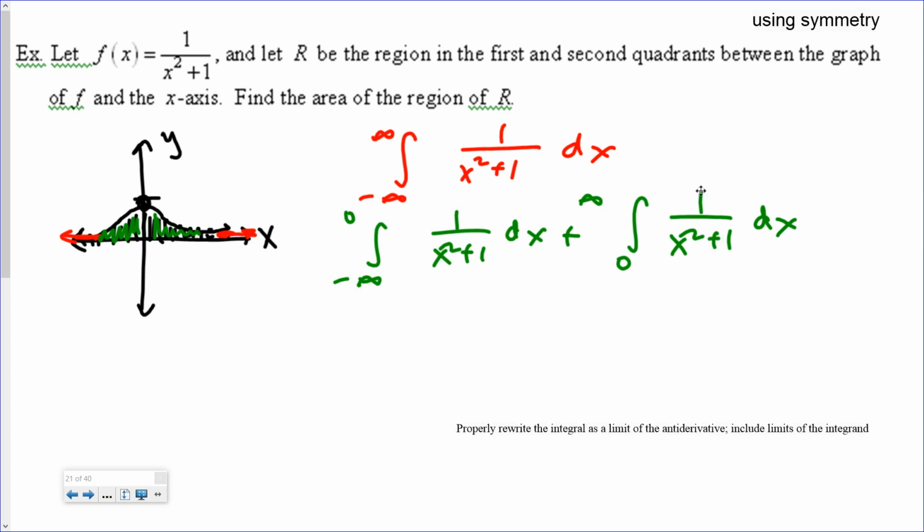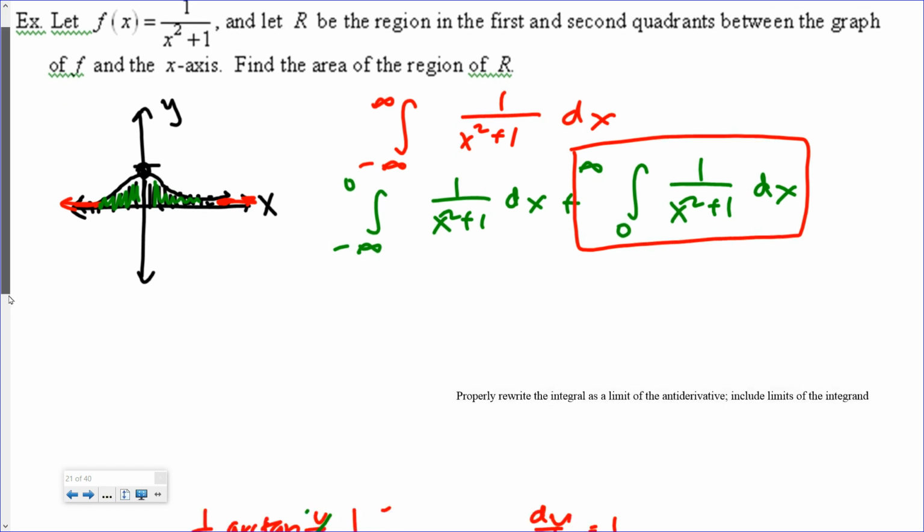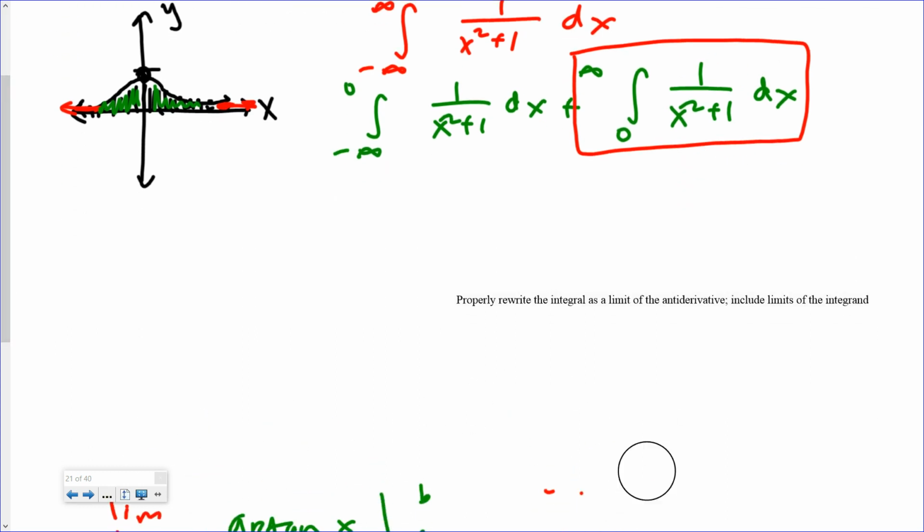Any suggestions on this problem? I'm thinking maybe I could just do it once and multiply by 2, right? So which one would you like to do once and multiply by 2? The right one. Okay, let's do the right one. But if you want to do the left one, I actually did it, and I'll put it on my slides, and you could check it. All right, let's do the right one, then we're going to multiply by 2.